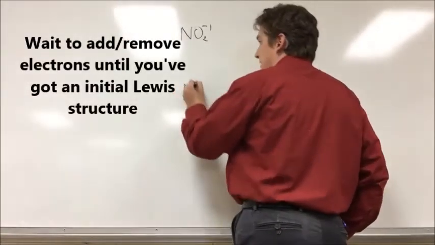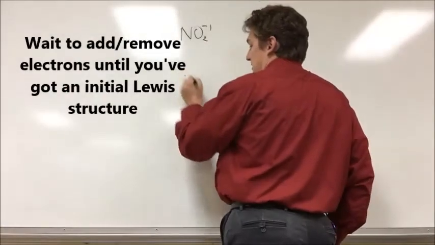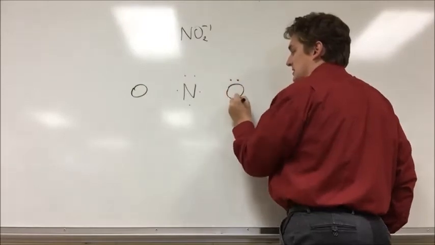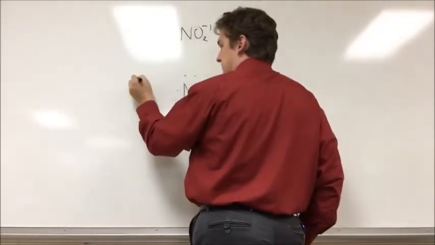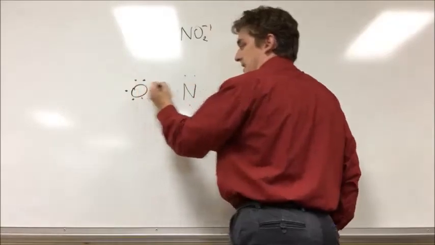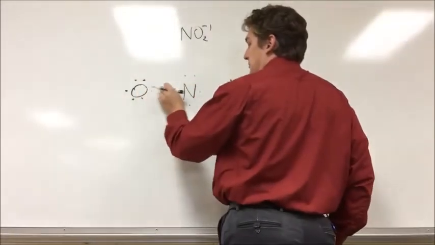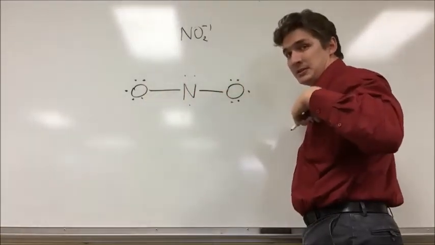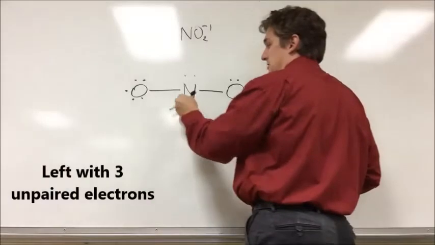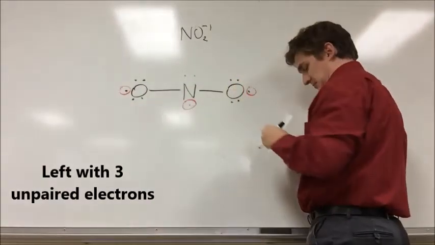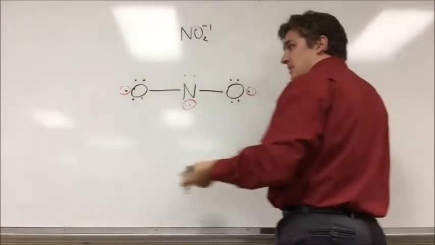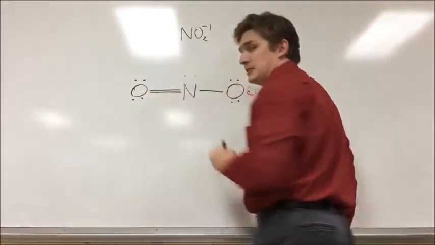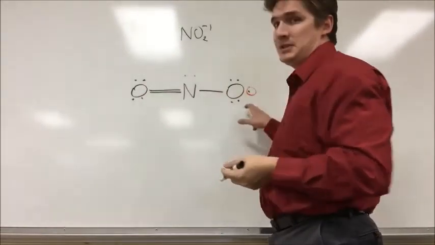So if we were just to draw NO2 without the -1, we have nitrogen with its 5 valence electrons, and each oxygen containing 6 electrons. And as before, we want to form one bond to each of the periphery atoms first. Now we have 3 unpaired electrons in this figure: one on the nitrogen, one on each periphery oxygen. If we pair up our unpaired electrons, we've gone from 3 unpaired electrons down to 1 unpaired electron. So what do we do with this extra electron?